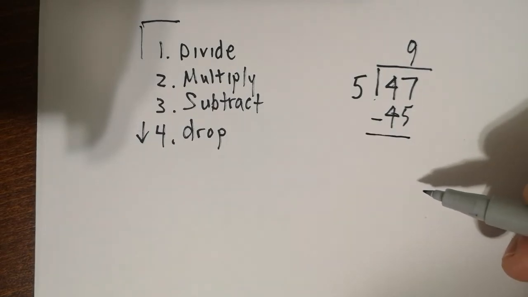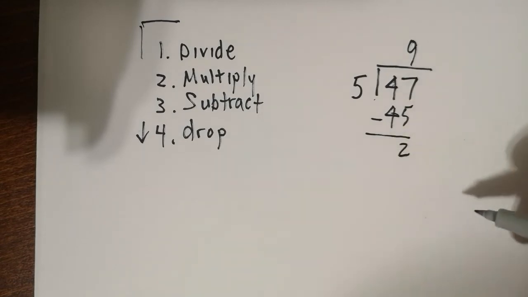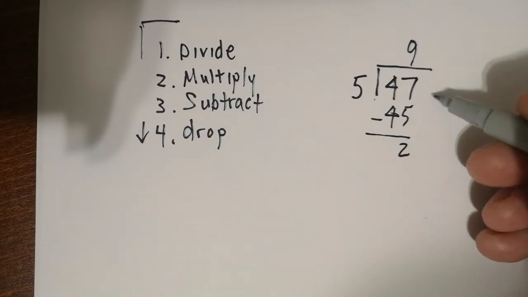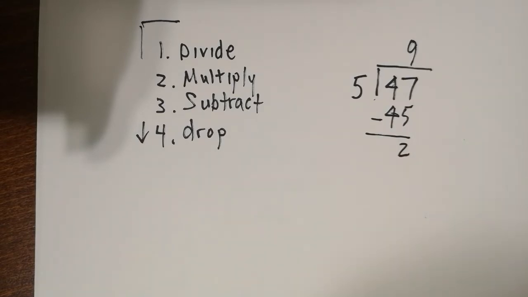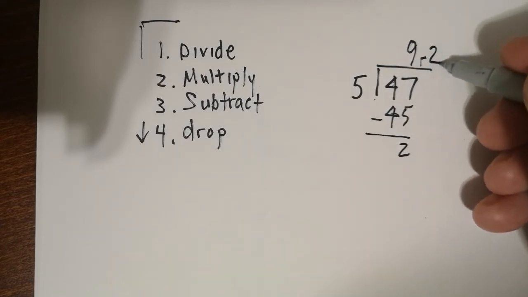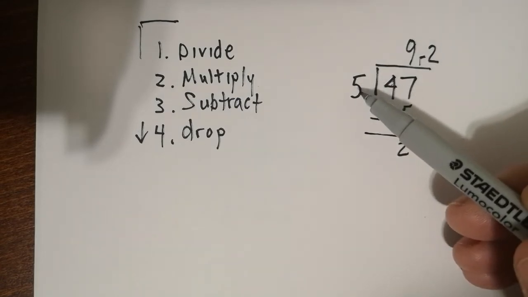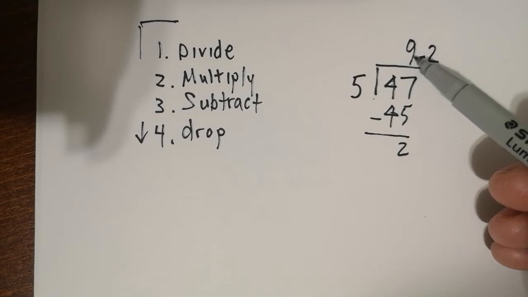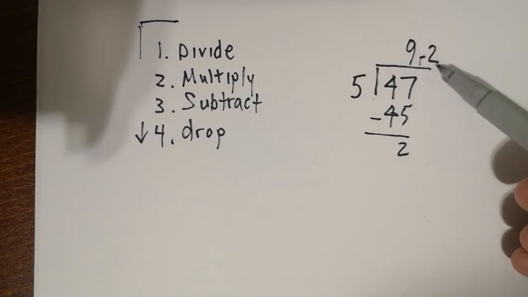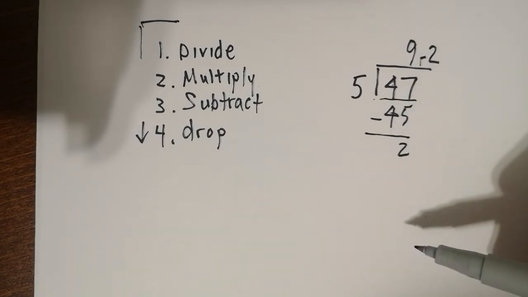I'll now subtract, step 3, and 7 take away 5 is 2, 4 and 4 cancel each other, and you know what, there's nothing left to drop down, so I've actually hit the end of the trail on this one. Except for one thing, this 2 down here is going to go up here as my remainder. Now I can check this answer by multiplying the 5 and the 9, which gives me 45, and then adding the remainder of 2. 45 plus 2 gives me the 47 that I started with.